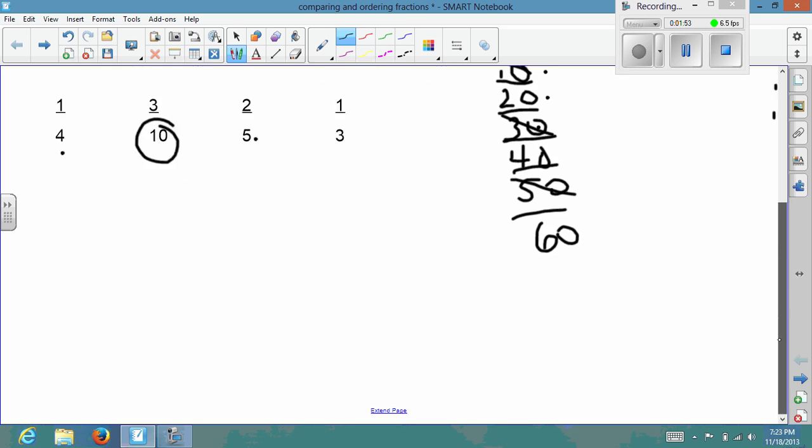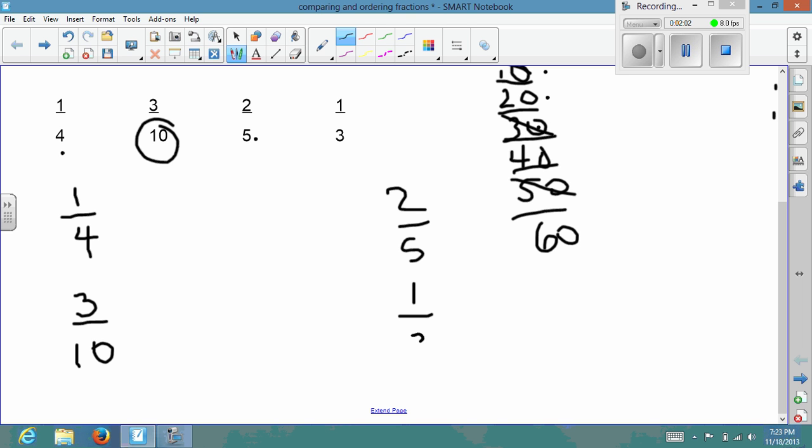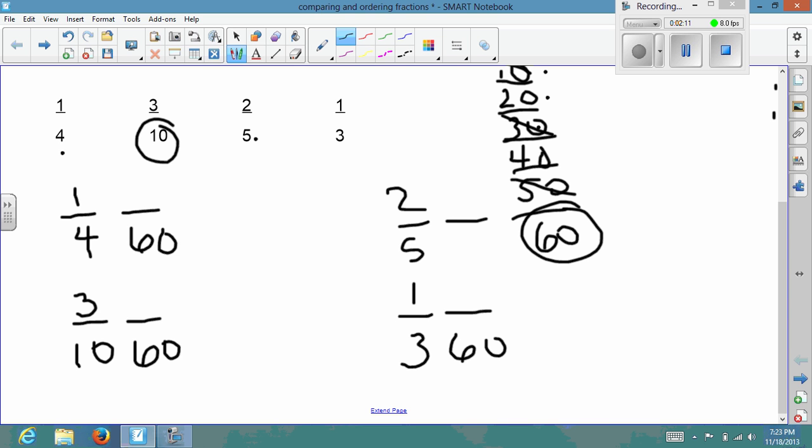So I'm going to write my fractions down next to each other. So I'm going to write 1/4, 3/10, 2/5, 1/3, and my common denominator is 60. So next to each of these, I'm going to write a 60. So to get from 10 up to 60, I have to multiply the 10 by 6. So I multiply my numerator 3 by 6, and I get 18. So 3/10 is equivalent to 18/60.